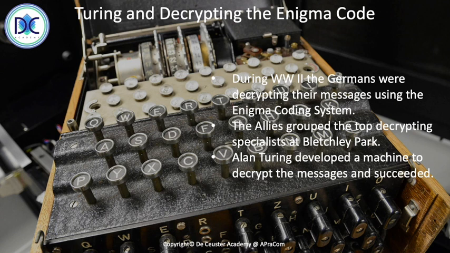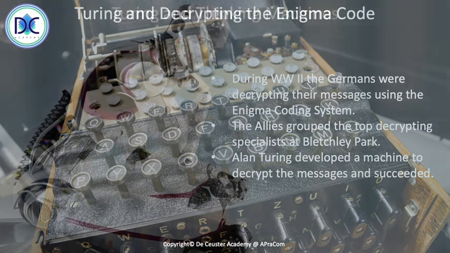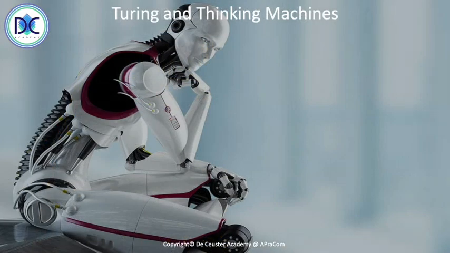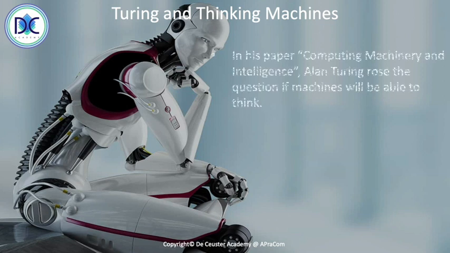Let's have a look at other elements when we look at Turing. Turing was also writing about thinking machines. Can machines think? He wrote a paper, Computing Machinery and Intelligence, where he raised the question of whether machines will be able to think. Thinking machines is what we talk about a lot today because we talk about artificial intelligence. Do we have systems that can think?